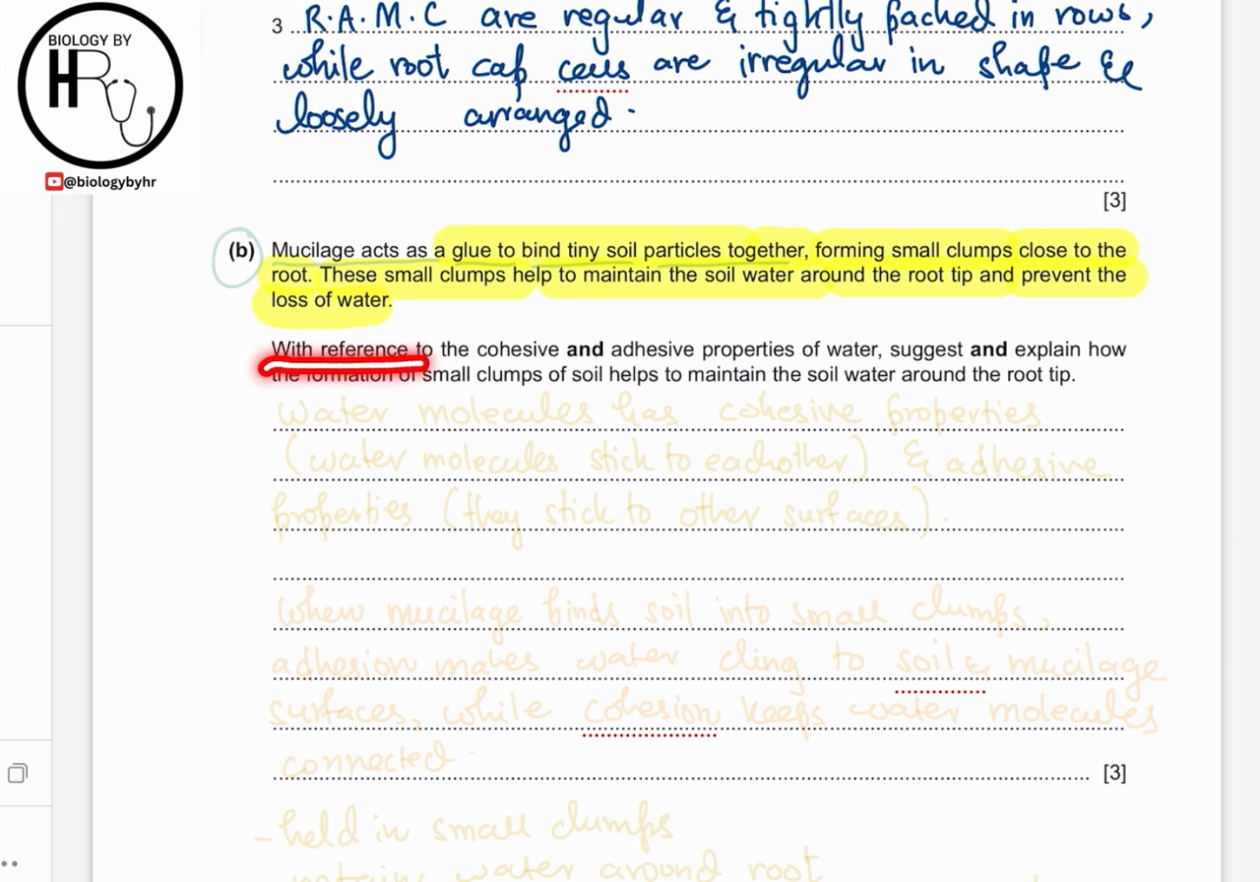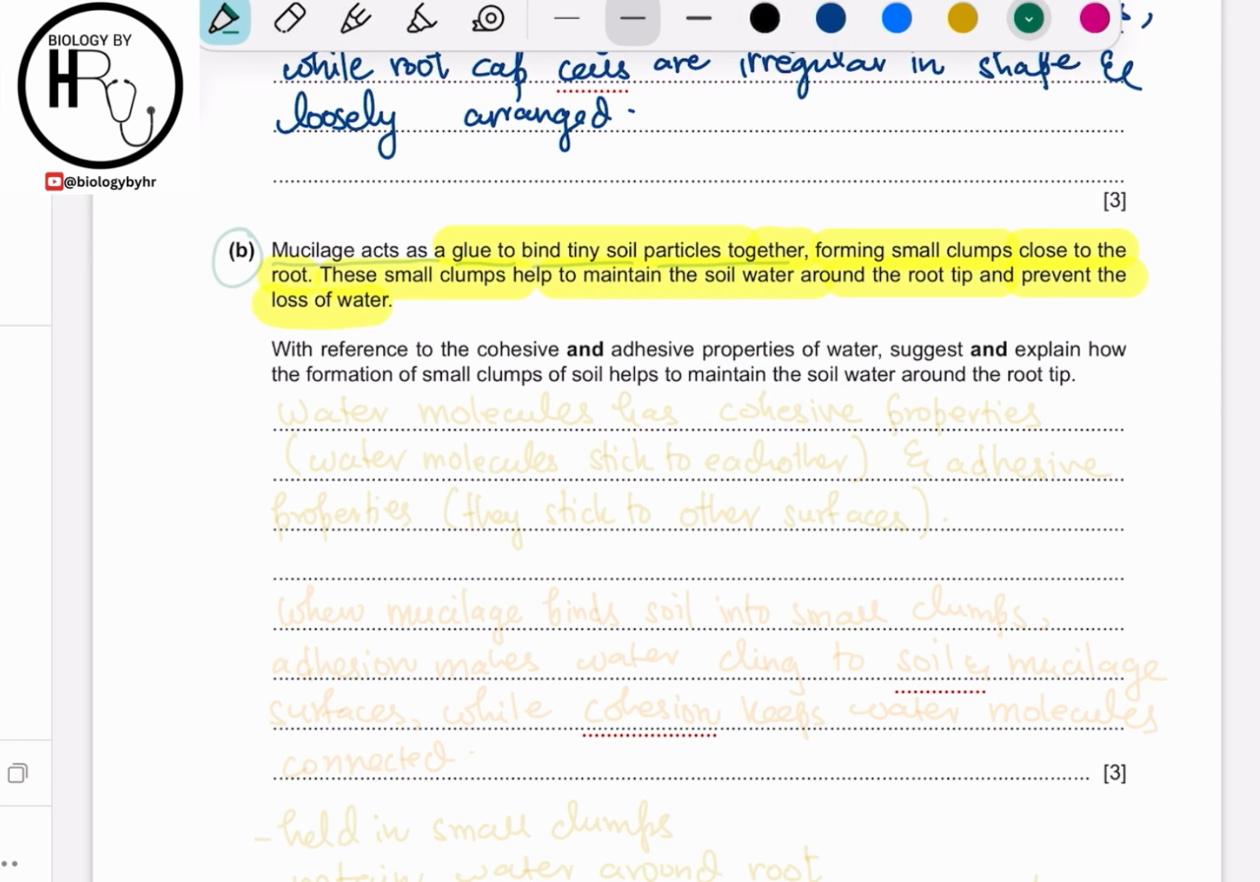Then further they are saying that with reference to the cohesive and the adhesive properties of the water, suggest and explain how the formation of the small clumps of soil helps to maintain the soil water around the root tip. So now let me make you visualize this. For example, these are the root tips, right? And the mucilage that has been released has made these sort of soil clumps. Now how do the cohesive and the adhesive properties of the water help to maintain the soil water around the root tips?